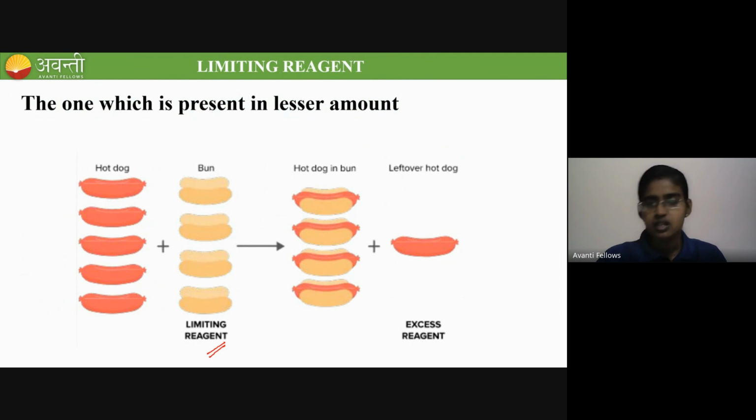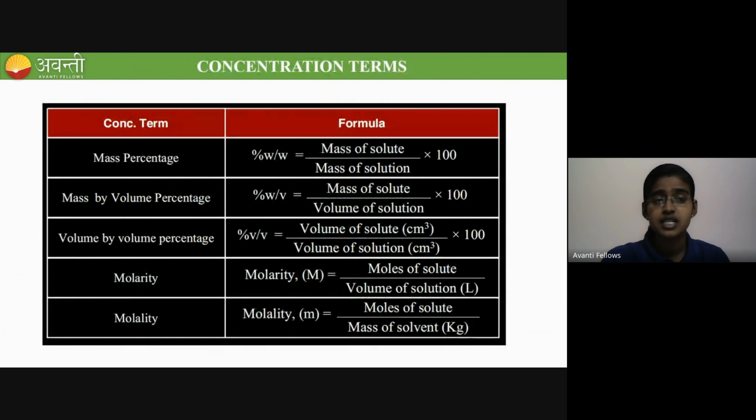Now I will show you the concentration terms. These are very important. We have some 7 concentration terms. Concentration is nothing but the strength to define a particular thing. If the concentration term is mass percentage, then we use the formula mass of the solute by mass of the solution into 100. If it is volume percentage, it is mass of solute by volume of solution into 100. If it is volume by volume percentage, it is volume of the solute by volume of the solution into 100.